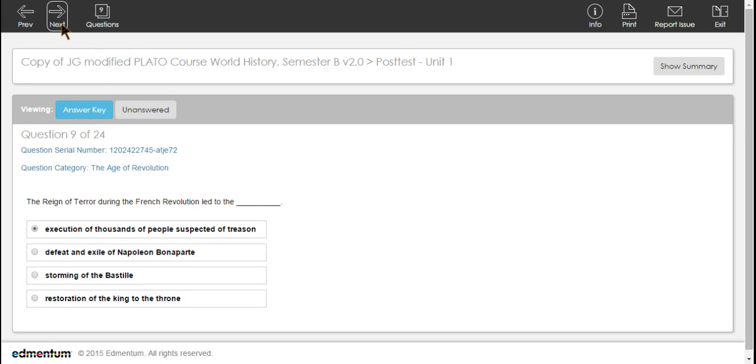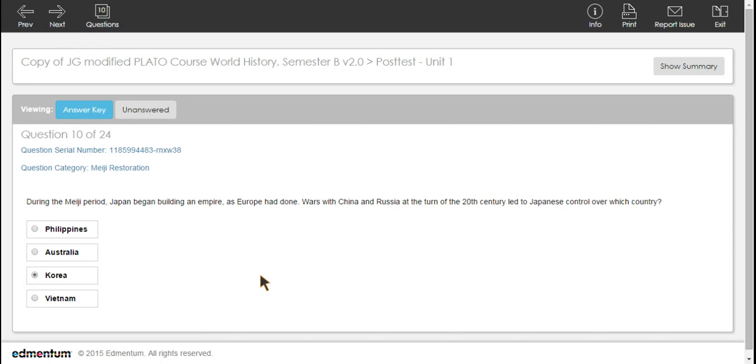That's the first option. During the Meiji period, Japan began building an empire, as Europe had done. Wars with China and Russia at the turn of the 20th century led to Japanese control over which country? The Philippines, Australia, Korea, or Vietnam?